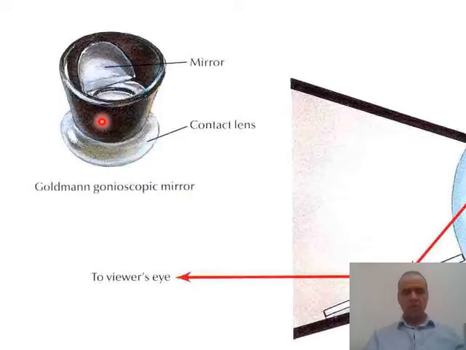This is a Goldmann gonioscopic lens, and this is a contact lens toward the eye of the patient, and the ophthalmologist or the examiner usually looks through this reflecting mirror to see the angle of the anterior chamber, like in this mirror. So the light is coming from the angle of the anterior chamber, then reflected by this mirror toward the eye of the examiner to visualize the angle or the structures of the angle of the anterior chamber.